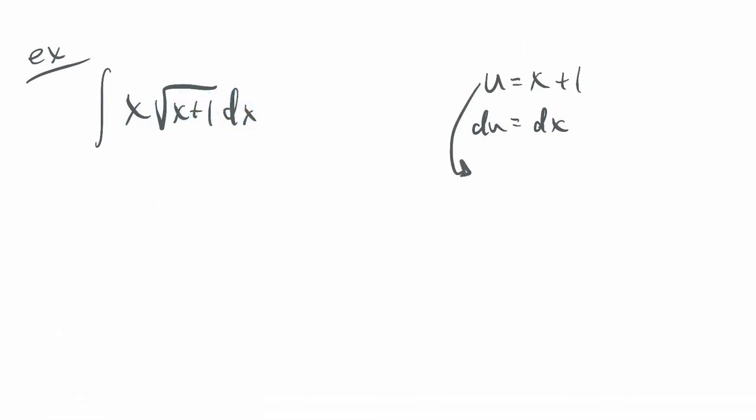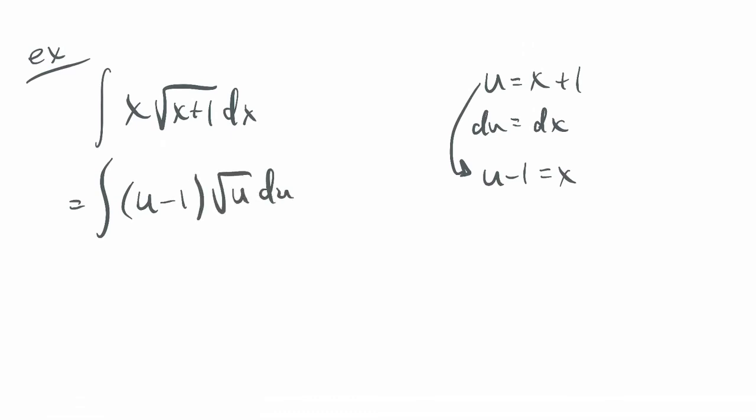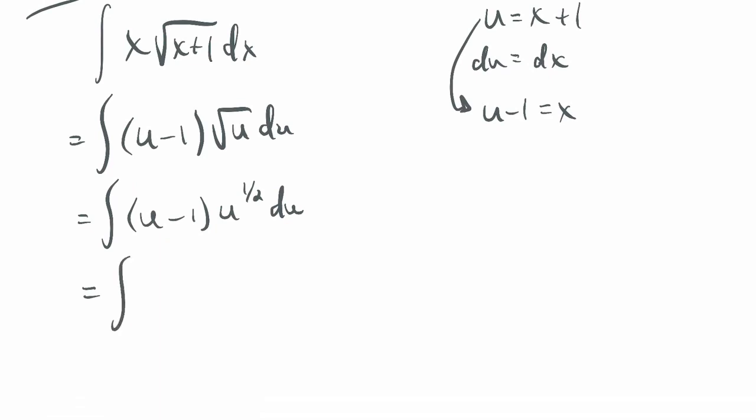Okay, so what I need to do is take this equation and subtract 1 on both sides, so that x equals u minus 1. That's what I'll replace x with. So this is the integral of u minus 1 times the square root of u du. And this might not seem like it helped, but what happened is the thing inside the root is just a variable now. It's not u plus anything, it's just u. So I can write this as the integral of u minus 1 times u to the 1/2 power du. And then I can distribute this u to the 1/2 onto these two terms. This is the integral of u to the 3/2 power minus u to the 1/2 power du.